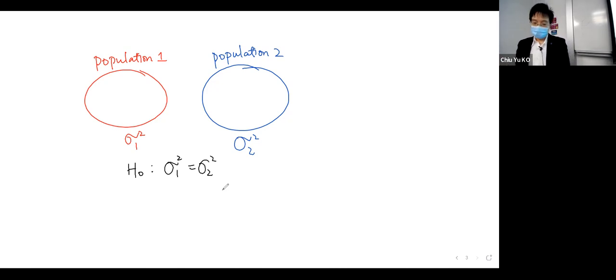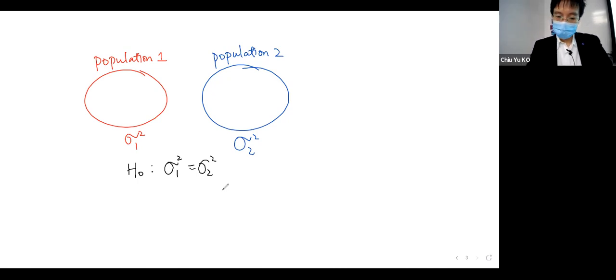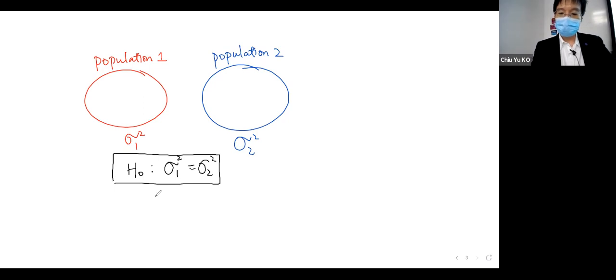Which we'll talk about in ANOVA later today. So how do you test this? The idea is the same as what we have said. You get a sample here, and the sample will give you S1 squared. You also get another sample here, which gives you S2 squared. The test statistic is called F.